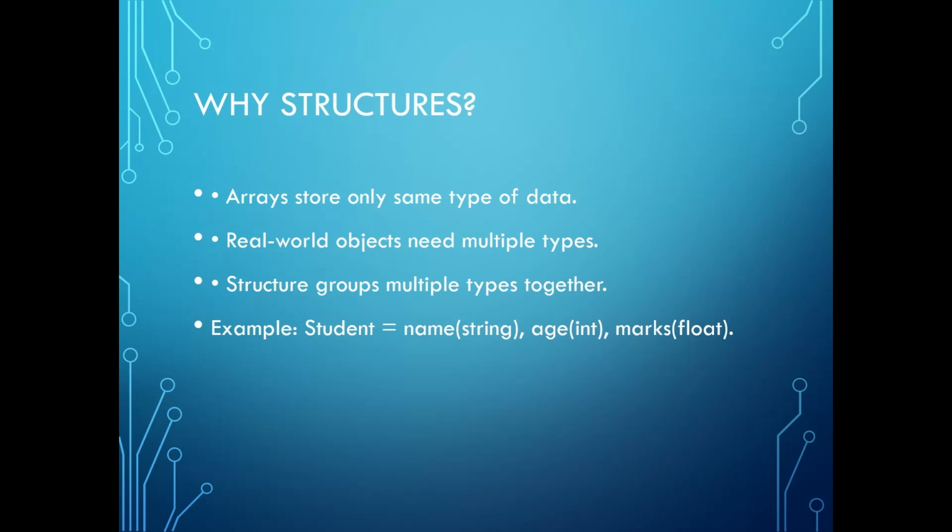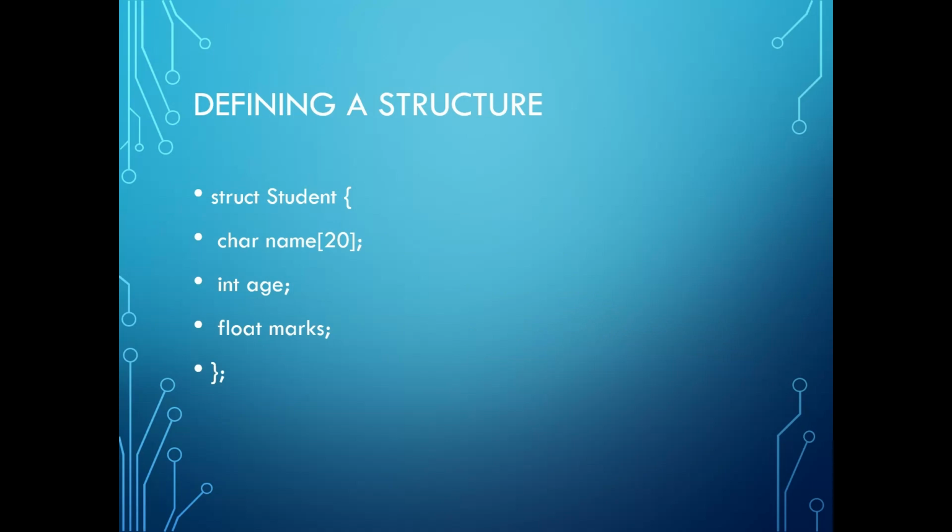A structure allows us to group different data types under one name. So a structure groups multiple types together, such as a string, integer, or float. Think of a student ID card. It has a photo, a name, an age, and maybe a grade character. Each field is different, but they are all stored together on one card. That's exactly what a structure does in C.